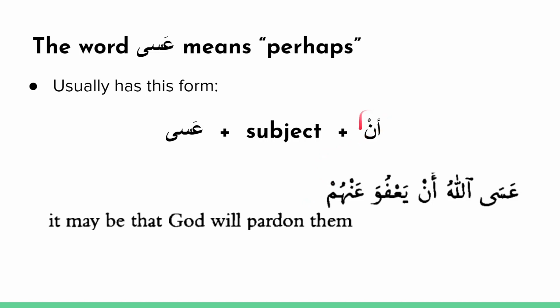Okay. So now you can see here, an is even another usage of the word an, but this is just this entire construction. So if you see asa followed by something followed by an, it just means maybe the subject might do this. So asa Allahu an ya'fuwa anhum. It may be, or perhaps God will forgive them.